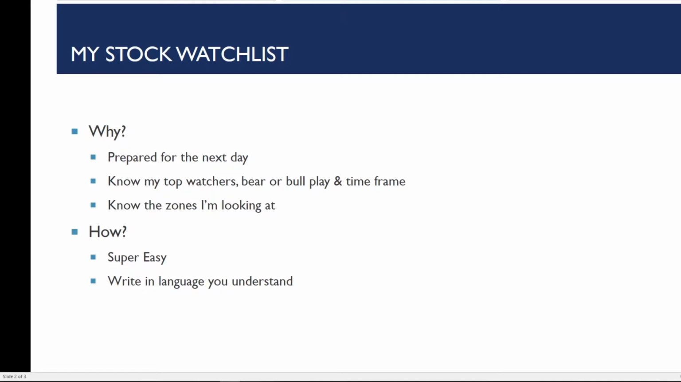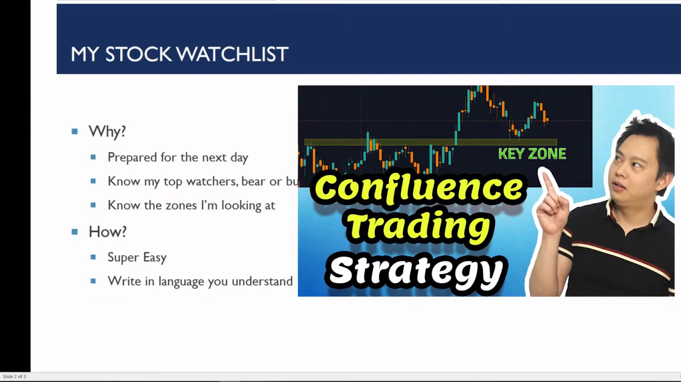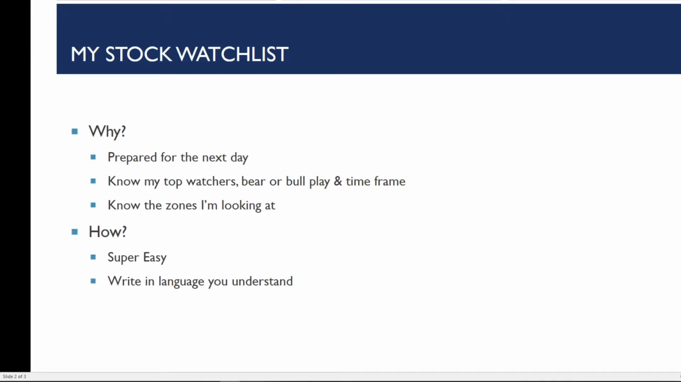Am I doing a scalp on this name? Am I looking for a gap down on another name and looking to buy that dip? It also helps me look at what zones I'm looking at. Where are the areas of confluence? Make sure you check out my area of confluence video, which I have done previously. I'll put a link in the comments below. But that's what these zones are I'm looking for.